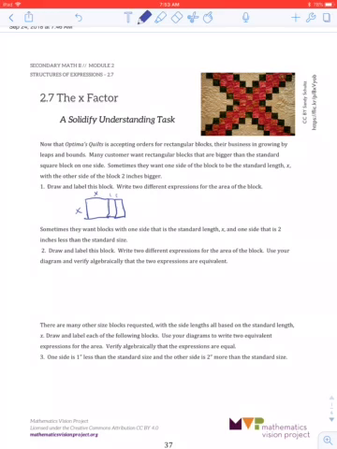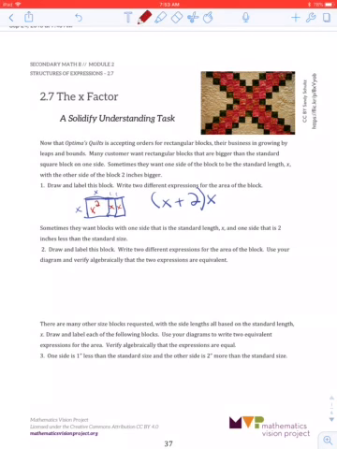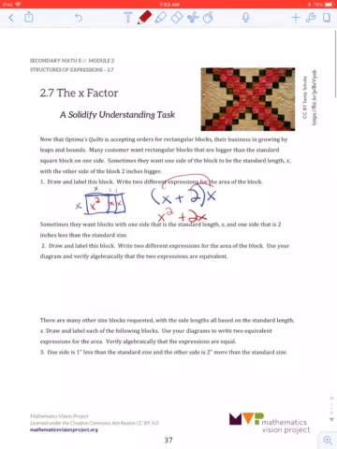Write two expressions for the area of the block. So this would be X plus 2, and that's coming from the top, times X. Another expression would just be to name the tiles, which is X squared, X, and X. So that would be, which is the same thing as we would have gotten if we had used the distributive property here.